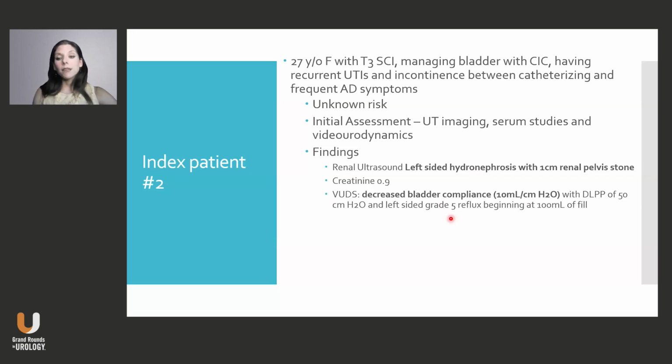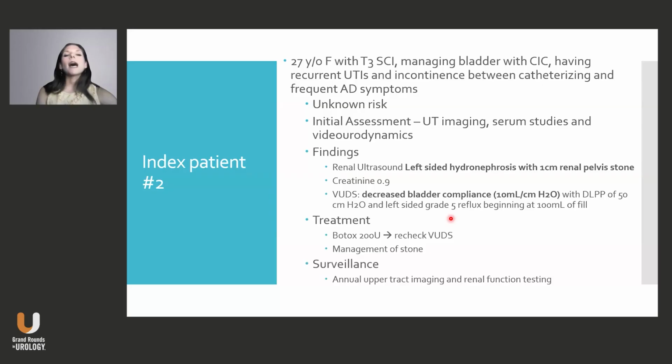The treatment that's offered to her is Botox 200 units. So we start with that. And then we want to recheck her video urodynamics afterward to make sure that we have improved bladder compliance and potentially improved reflux. And we want to manage her stone. And then presuming that those things are improved, then for surveillance, we want to get annual upper tract imaging and renal function testing.